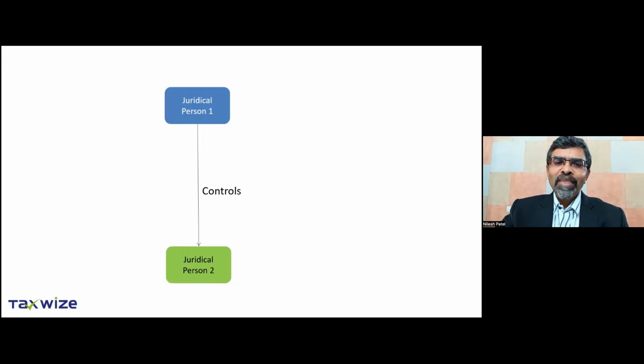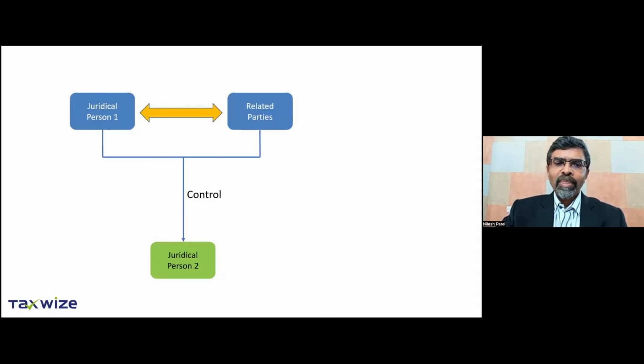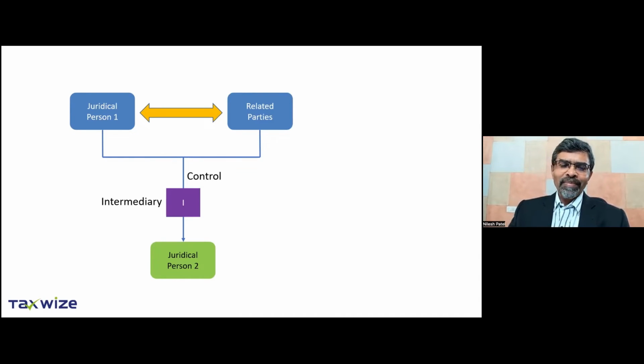This is a case where the first juridical person controls the second juridical person. I'll explain what is meant by control a little later. Here the control is happening indirectly through an intermediary. In this case, the juridical person and its related parties together control the other juridical person. This is a case where the control happens indirectly through an intermediary.